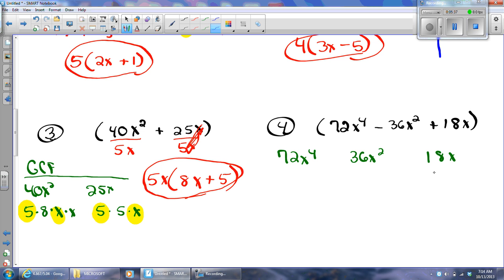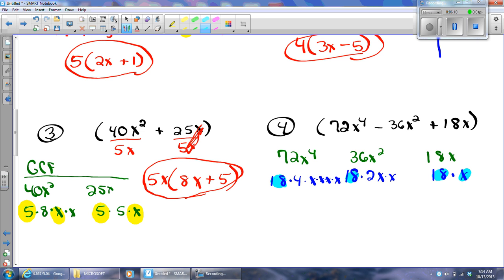Yeah, I can think about this as 18 times x. I can think of this one as 18 times 2 times x. And then I can think about this one as 18 times 4 times x times x times x times x. If I go and find the common factors, looks like I have an 18 in all 3 of them, right?